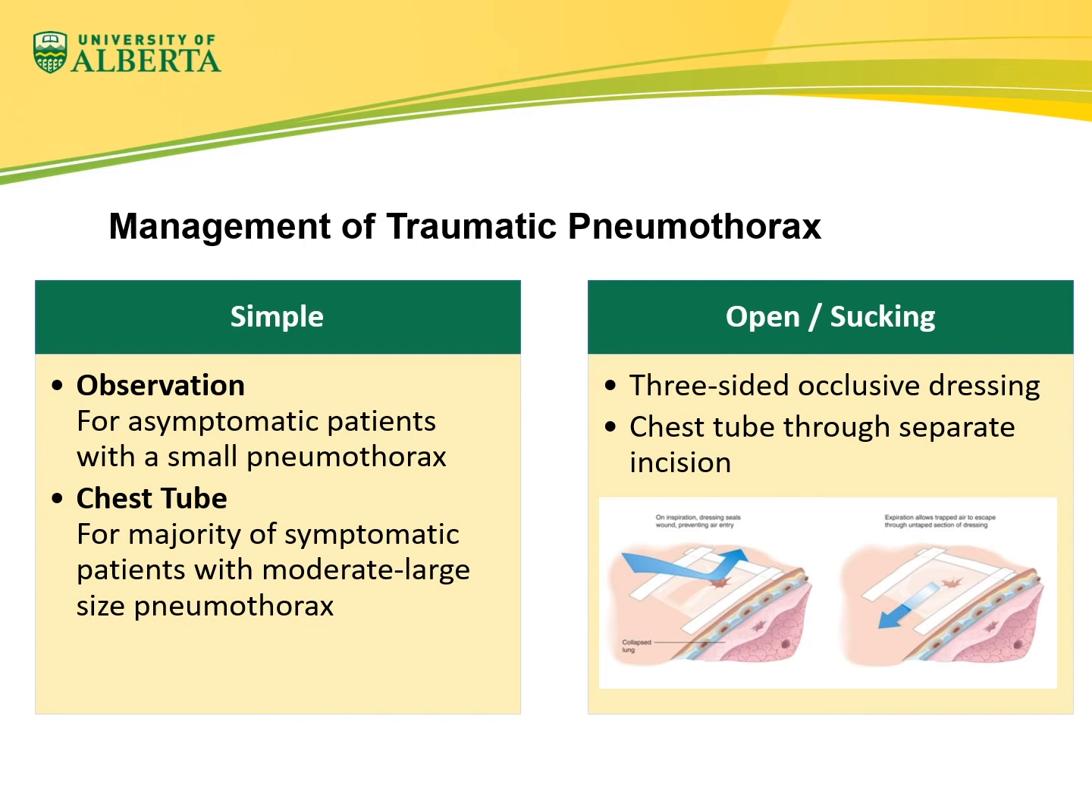If the defect in the chest wall is large, resulting in a sucking mechanism, then a 3-sided occlusive dressing, often with Xeroform, should be used. Three of the 4 sides will be secured to allow an opening for air to escape. It is critical to leave one side of the dressing open to prevent development of a tension pneumothorax. A chest tube is inserted through a separate incision.